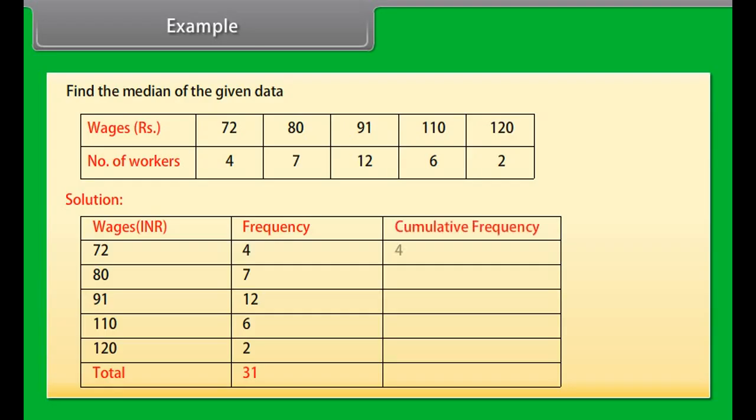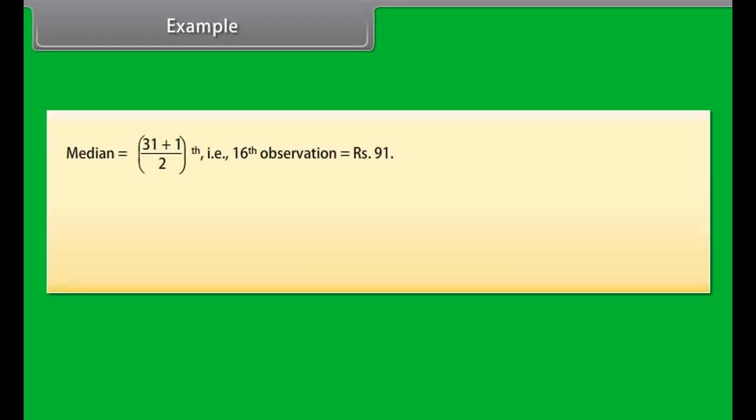Find the median of the given data. Solution. In the first column, we have written the given wages. In the second column, we have written the given frequency. The sum of the frequencies is 31.